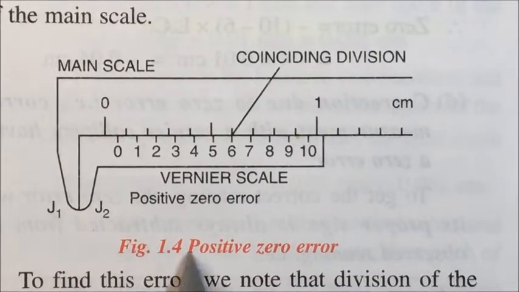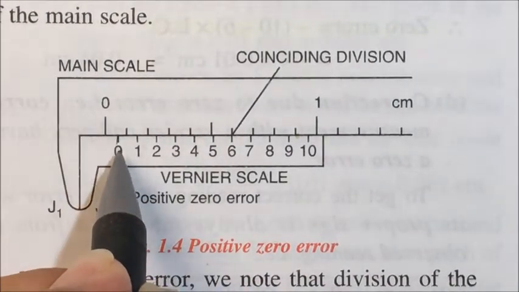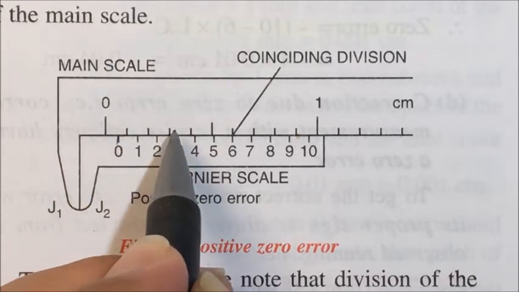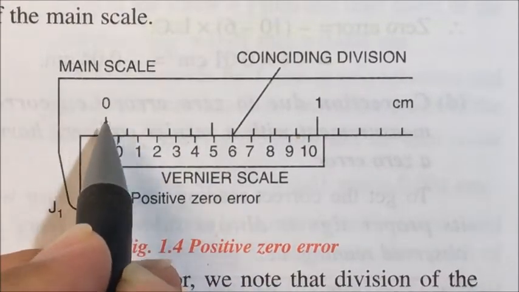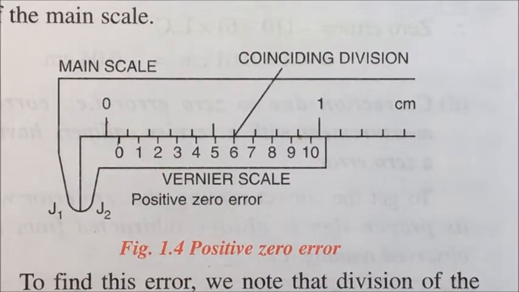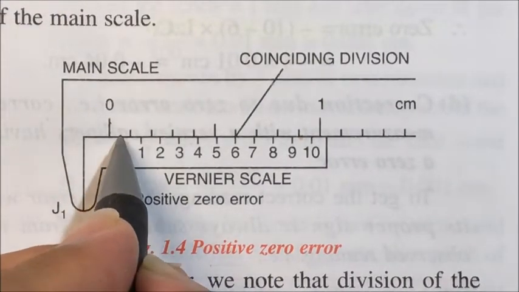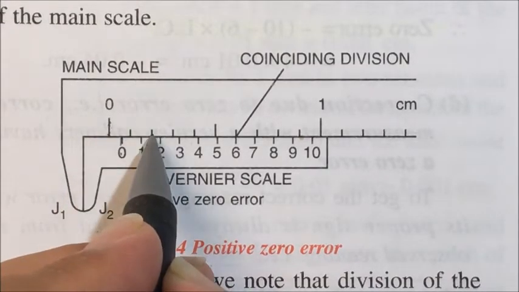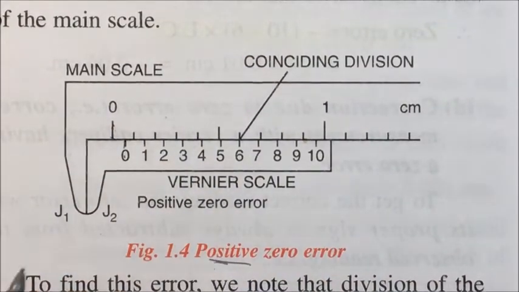So first we are starting with positive zero error. Here in this case zero of the vernier scale is lying ahead of the zero of the main scale. It is on the right side of the main scale zero. So with reference to zero of the main scale, we are deciding whether we are having positive zero error or negative zero error. In this case we are having positive zero error.